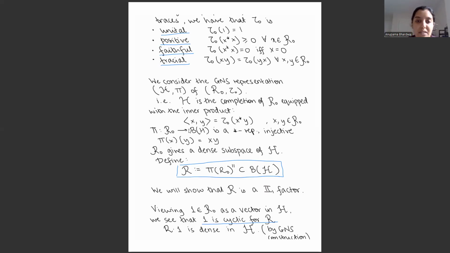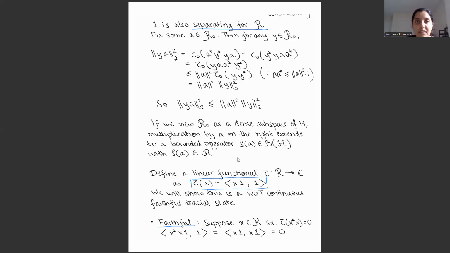So the construction is done now of the hyperfinite 2-1 factor. That's basically, again, the double commutant or the WOT closure or the SOT closure of pi of R naught. And that's an algebra in B of H. So let's go about showing that it's a 2-1 factor. The first thing is we think of 1 in R naught as a vector in H, right? So 1 is cyclic for R because of the GNS construction that we've had, R times 1 is dense in H, just by the definition and construction of that cyclic vector. So 1 is a cyclic vector for R as well. Okay. And we also have that it's separating for R.